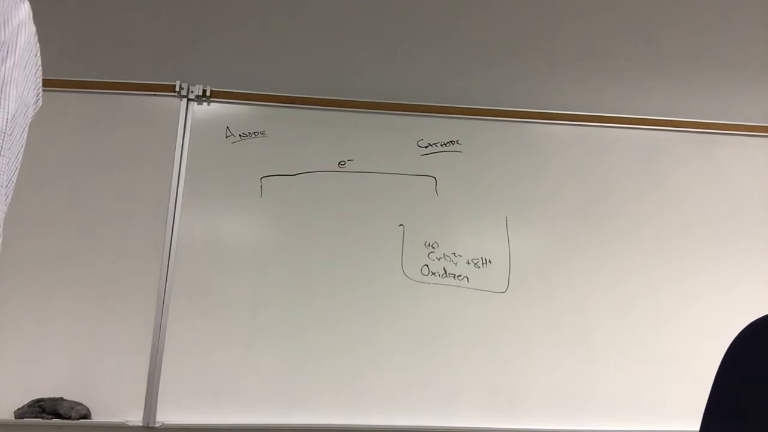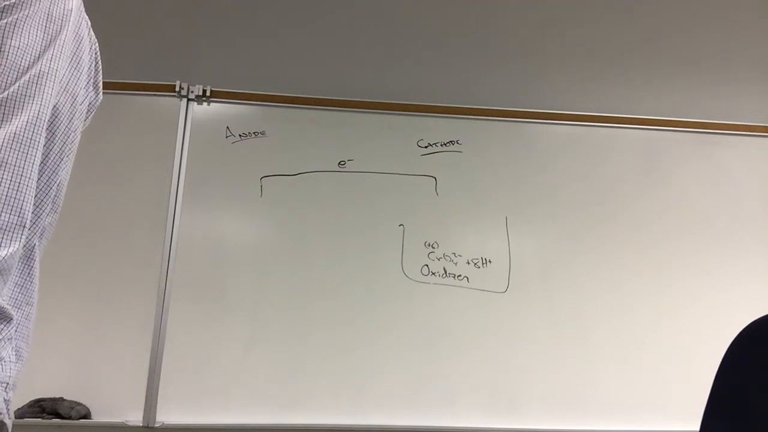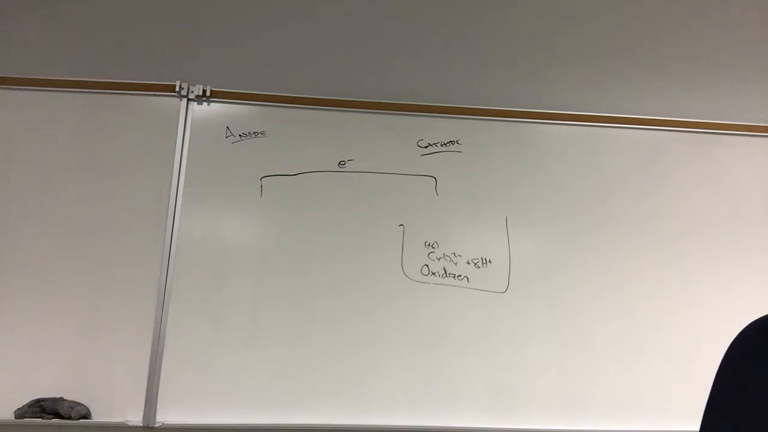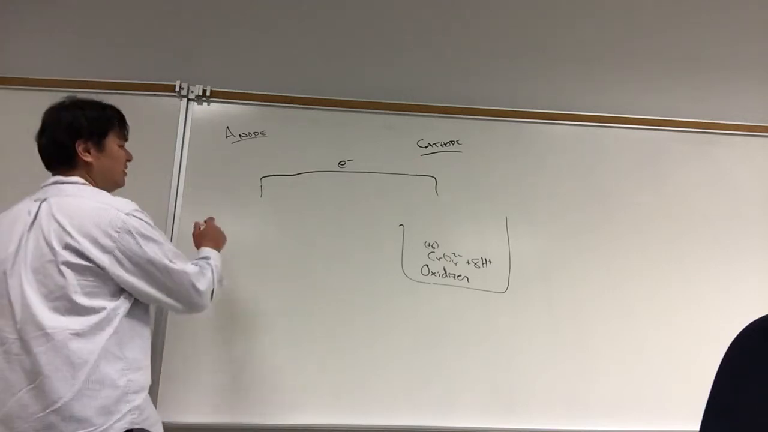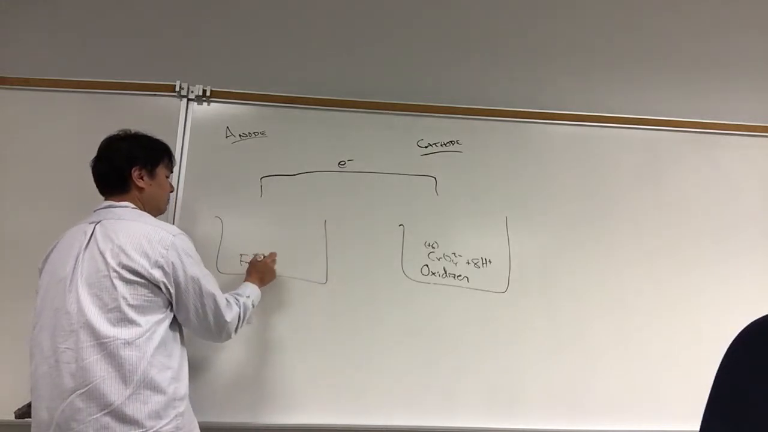Well, not on that chart, but on the chart in your book is Sn2+. Sn2+ is an excellent reducer. Sn2+ goes to Sn4+. Since Fe2+ is over here, let's just do Fe2+. So we put in Fe2+ here.